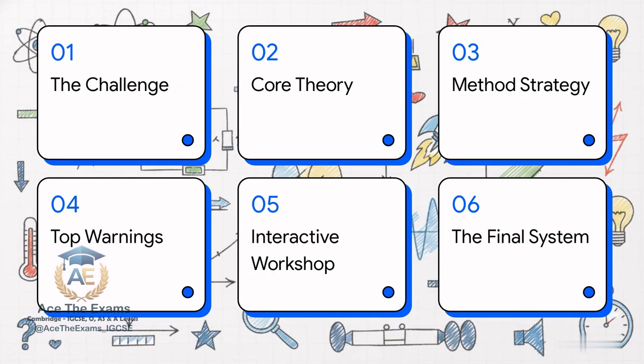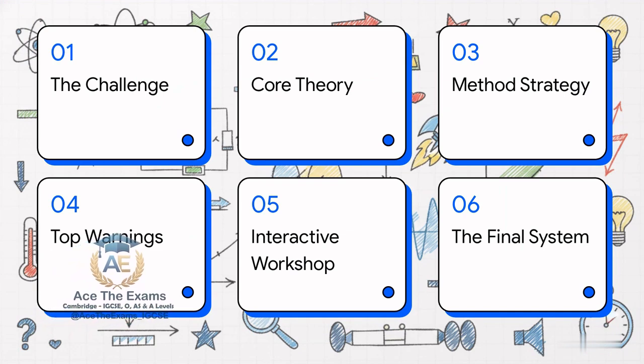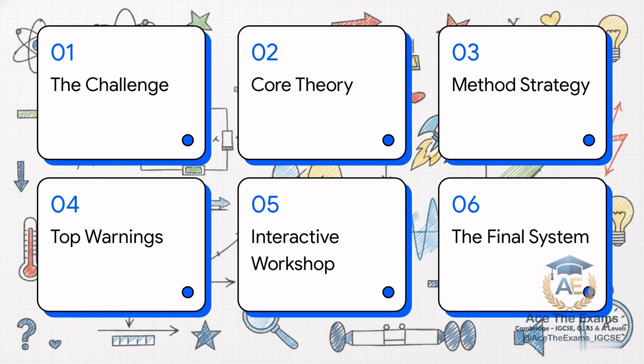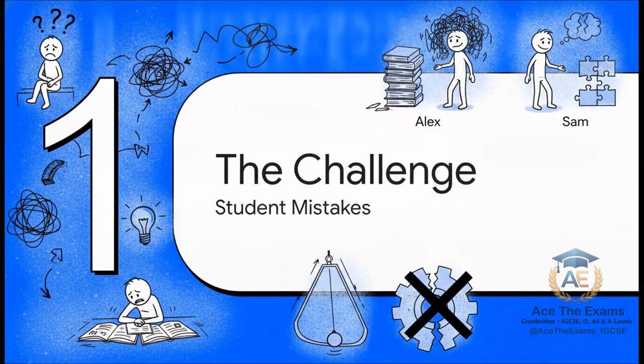So here is our roadmap today to guarantee you hit those top marks. We'll start with Section 1, the challenge, where we see where students go wrong. Then Section 2, core theory. Section 3, the method mark strategy. Section 4, top warnings directly from examiners. Section 5, an interactive workshop to test your skills. And finally, Section 6, the final system. Let's get moving. Section 1, the challenge.